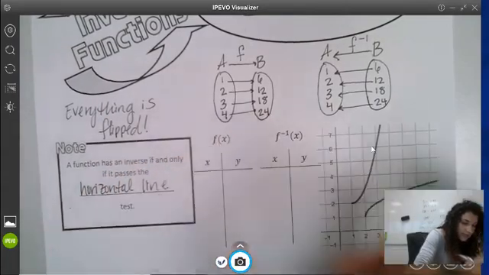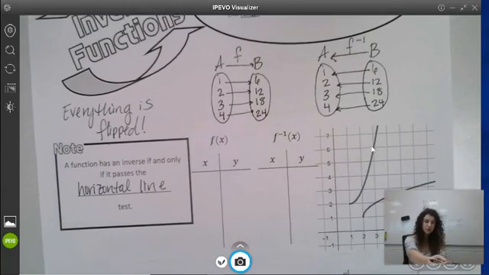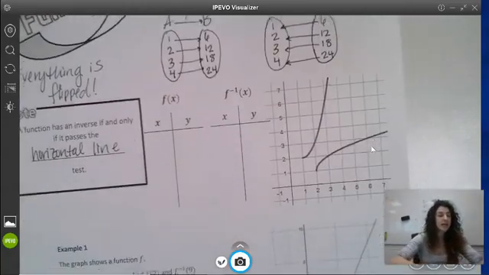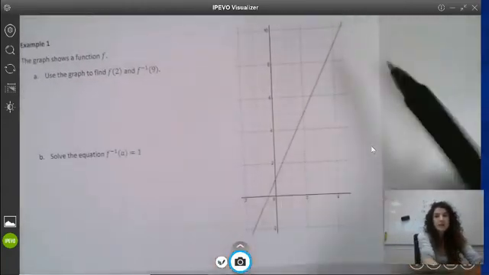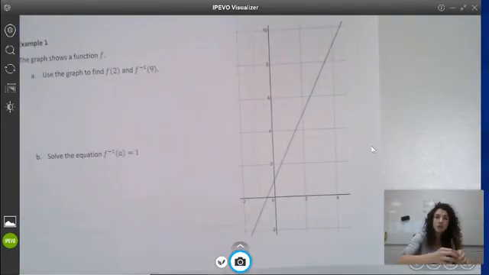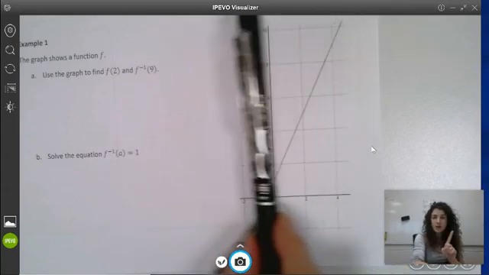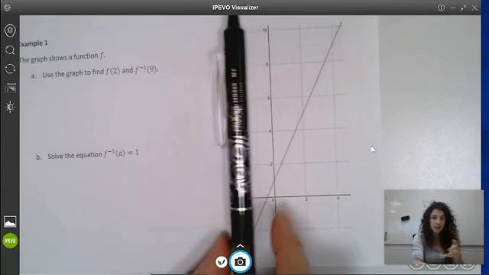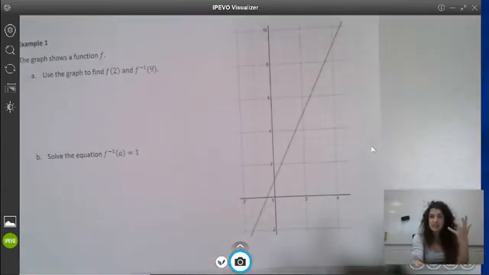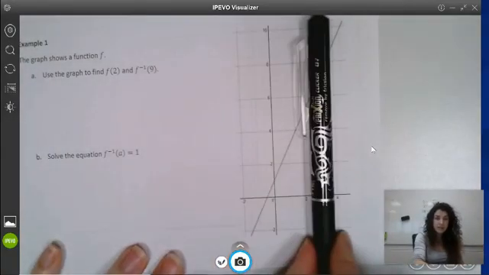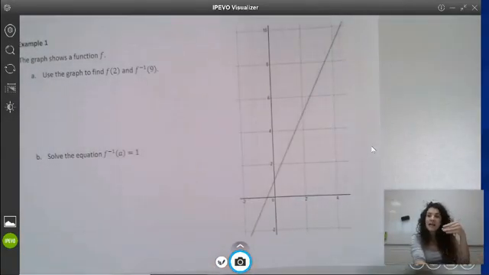horizontal line test. So we've talked about the vertical line test. For instance, if we look at this graph right here, and I ask, is this graph a function? You would say, oh, vertical line test. I'm going to imagine a straight line going across this graph. As long as it doesn't hit the graph more than once, it is a function. So we do that and we see it's a function.